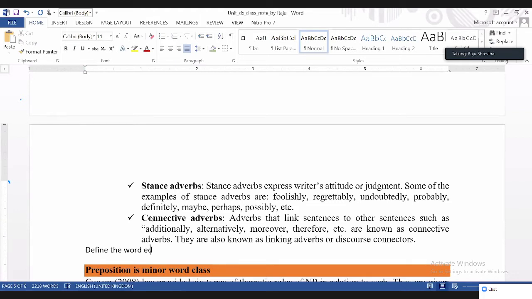Define the word adverb. Discuss its different types with suitable examples. यस्तो टाइपको चाहिँ क्वेशनहरु सोधिन सक्छ.